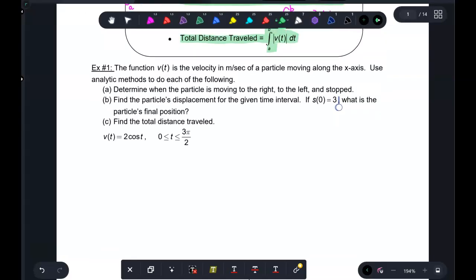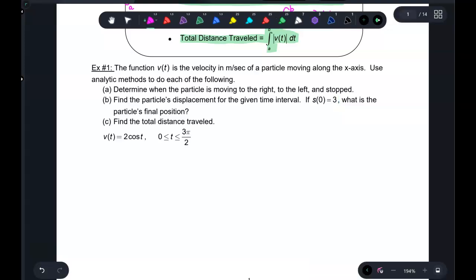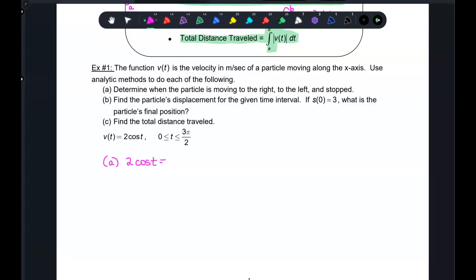Okay, so here's our velocity. When is the particle moving to the right, to the left, and stopped? So you find when the velocity is 0 and then put on the number line? Yep. So we're going to do 2 cosine t. Of course, the 2 doesn't mean anything. And we want to look specifically on the domain from 0 to 3 pi over 2. So that's going to be... So 0 and pi? Pi over 2... Oh, yeah. Cosine 0.